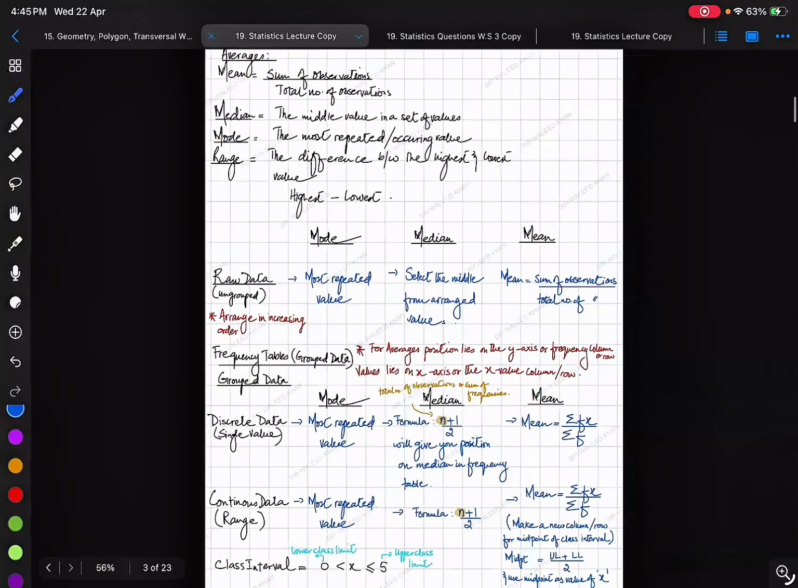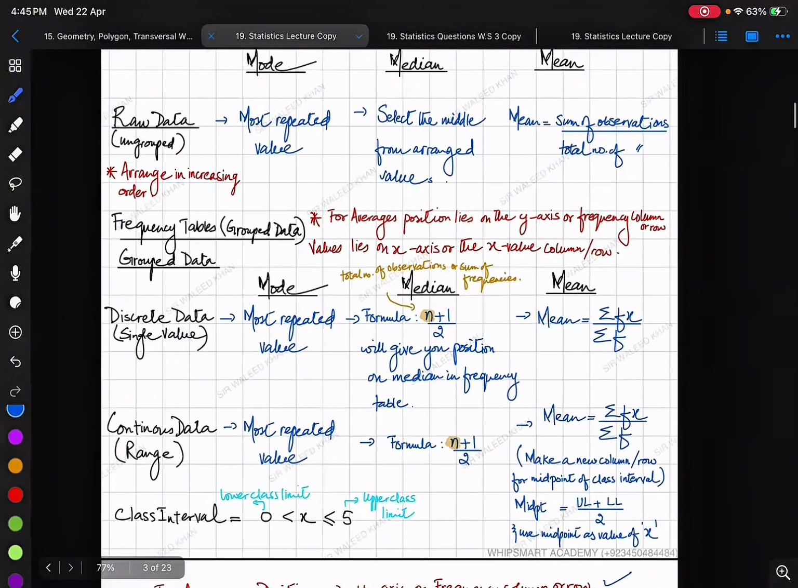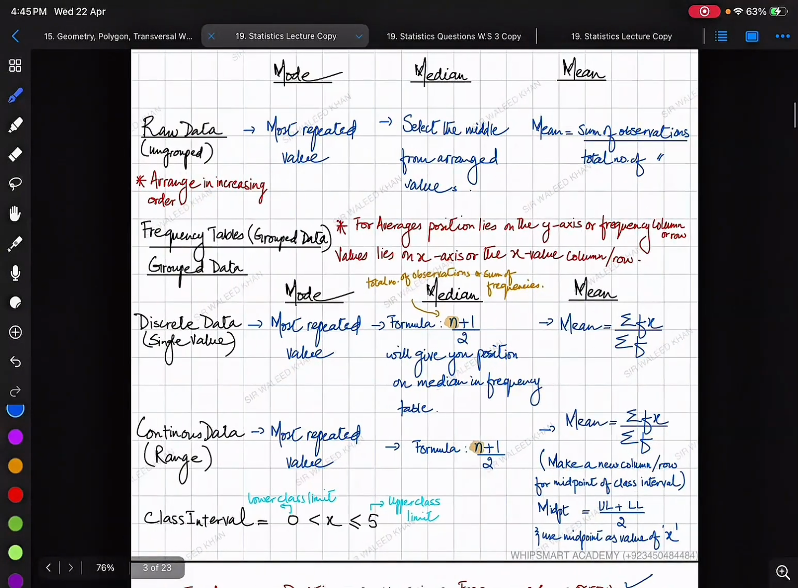So whenever we are dealing with grouped data, what we have to focus on is the averages: mean, median, mode, range. All of them are averages, right? They will be positioned on the y-axis, the frequency column, if we are dealing with the frequency table, and values will exist on the x-axis. Okay.